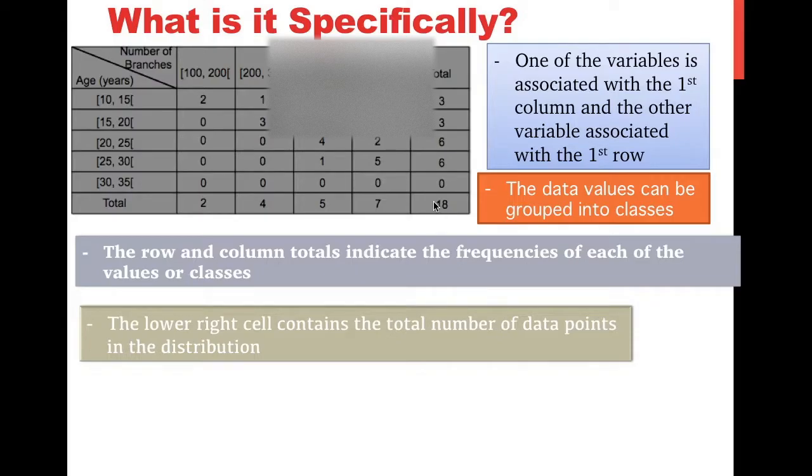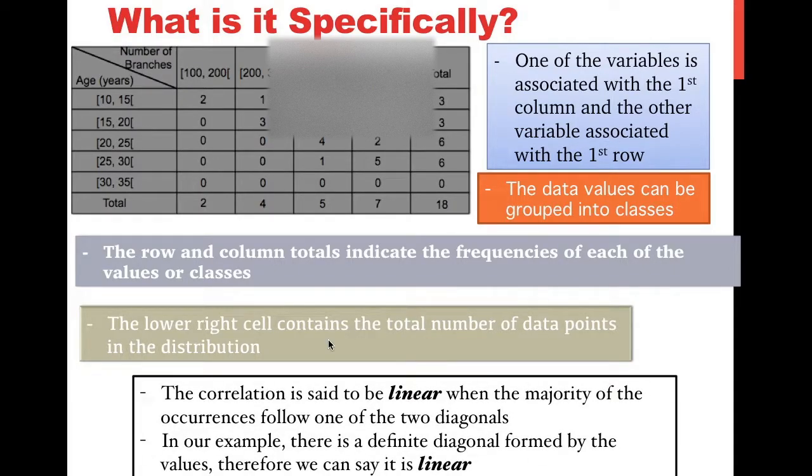The lower right cell down here contains the total number of data points in the distribution. So this will tally all of these and all of these, but it has to be equal to the total number of data points in the distribution. A correlation, the relation between two variables, is said to be linear when the majority of their occurrences follow one of the two diagonals. So here we have two diagonals in this chart. Does this one follow the diagonal? Yes, it does, because you'll see that most of these data points are on the diagonal. So we could say that there is definitely a linear correlation in our contingency table.